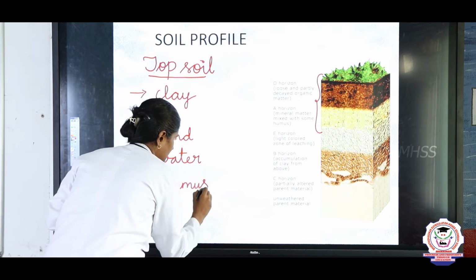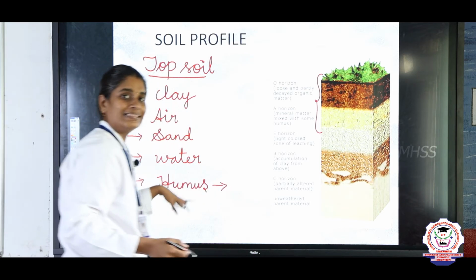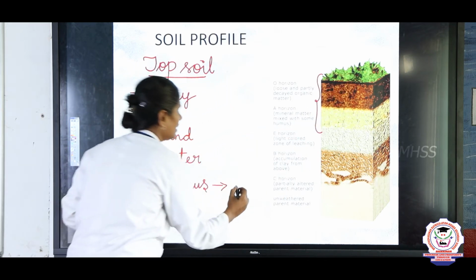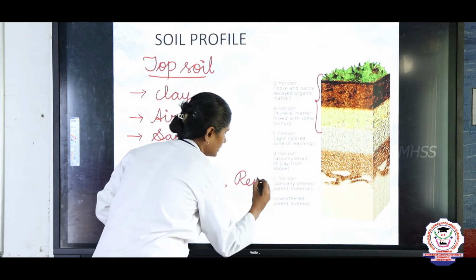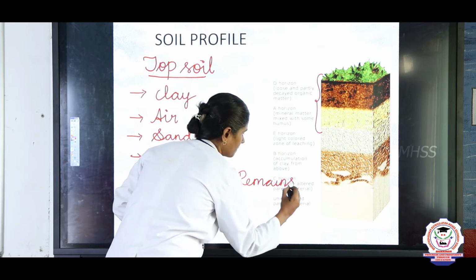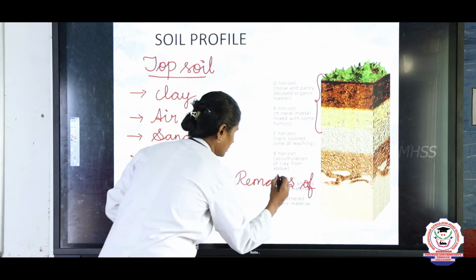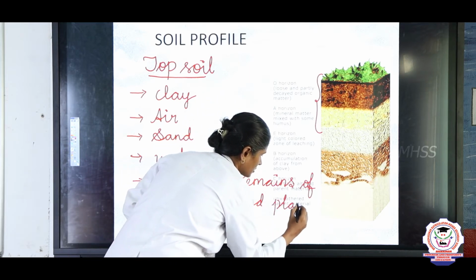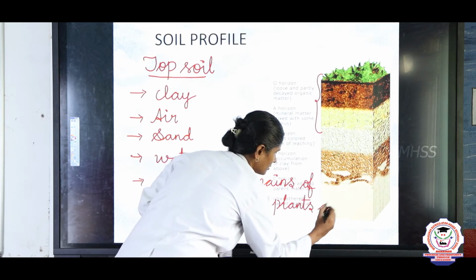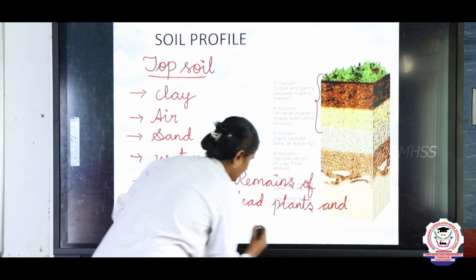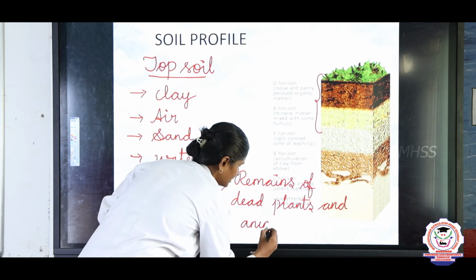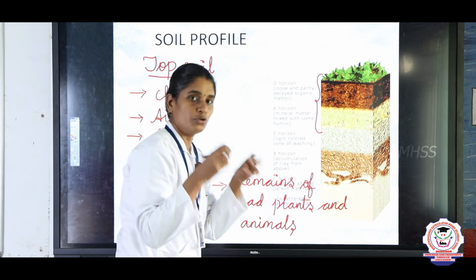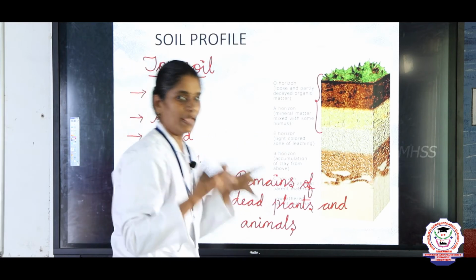So, humus is the thing that provides nutrients for the plants to grow. It is the remains of dead plants and animals. The remains of dead plants and animals will have some nutrients, right.